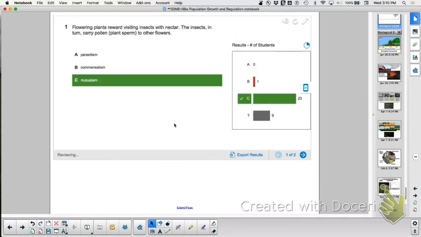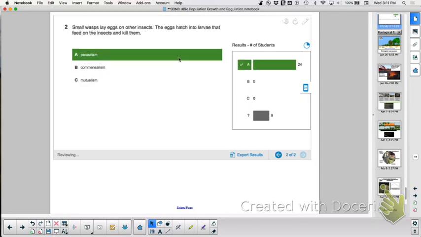Okay, good. Most of you got that. It was bad for one. It's bad for the, oh wait, sorry, I'm thinking about another question. It's good for the flowering plant because he gets fertilized, and it's good for the insect because they get nectar. On this one, it's bad for the insect who's getting eggs laid into their head, okay? So that would be bad for them, good for the small wasp.